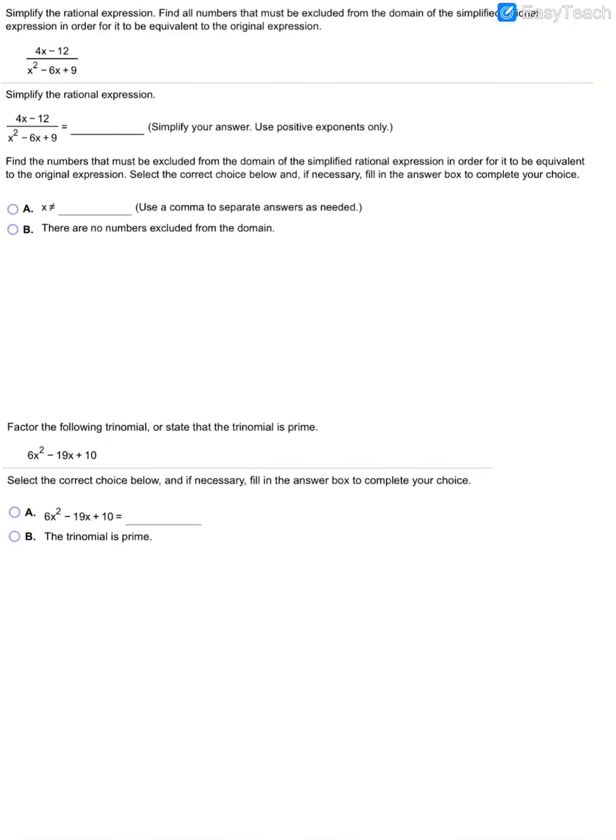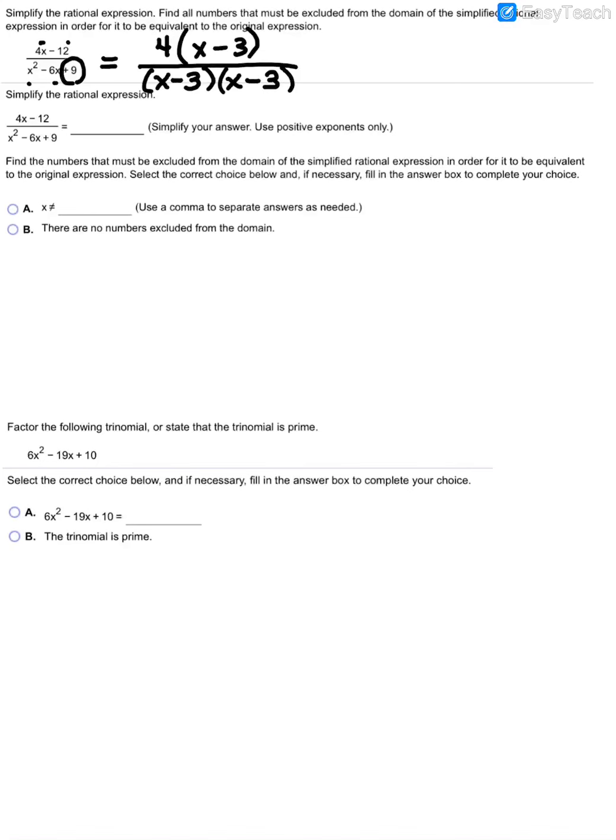Okay, on this next one, we're simplifying a rational expression, and then we're going to talk about excluded values of your domain. So in order to simplify, you need to factor. I notice on top, these two terms have a factor of 4 in common. When I factor that out, I'm left with x minus 3. And then on bottom, if I try to factor this trinomial, the x squared I can break apart as x times x. If I think about factors of positive 9 that will add up to negative 6 in the middle, I'm going to take a negative 3 times negative 3.